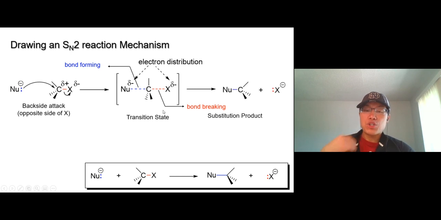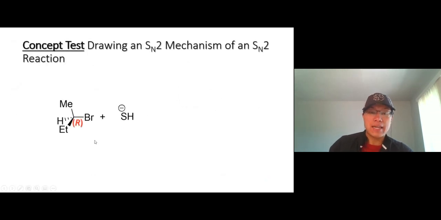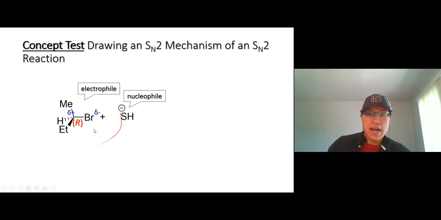When you draw an SN2 reaction mechanism, you don't need to show a transition state unless I ask you to. You can just go from here all the way to the right to the product. I'll give you some examples. Let's say draw an SN2 reaction mechanism. This is your nucleophile, this is your electrophile. Bromine, which is a leaving group, is pointed to the right, which means that the nucleophile has to come from the left side right there.